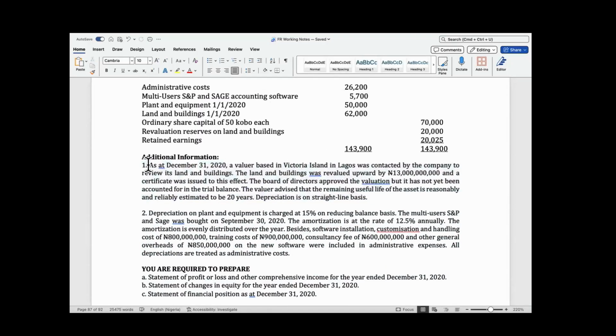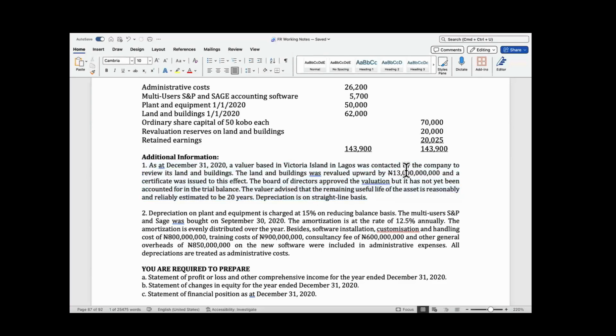Now, the first additional information says that as at the end of the year, which is December 31st, 2020, a valuer based in VI, Lagos, was contacted by the company to review its land and building. The land and buildings was revalued upward by 13 billion, and a certificate was issued to this effect. The board of directors approved the valuation, but it has not yet been accounted for in the trial balance. The valuer advised that the remaining useful life of the asset is reasonably and reliably estimated to be 20 years. This is very straightforward.